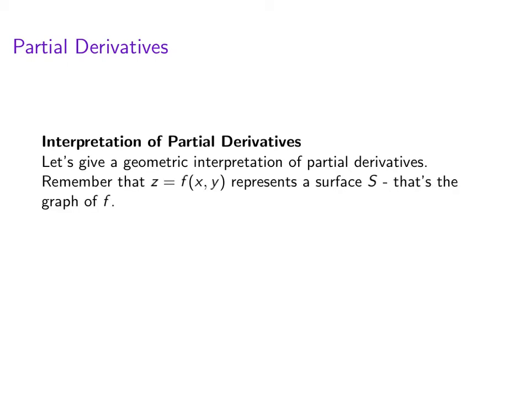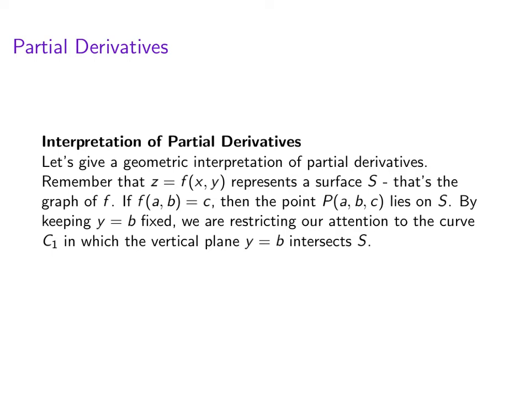Now remember that z equals f of x, y represents a surface. That's the graph. So if the value of f of a, b is equal to c, then we can say that the point a, b, c lies on the surface.